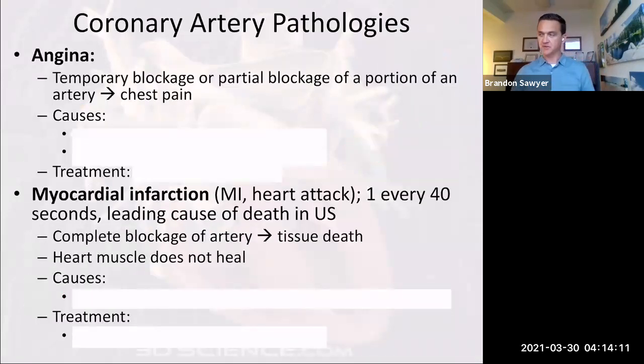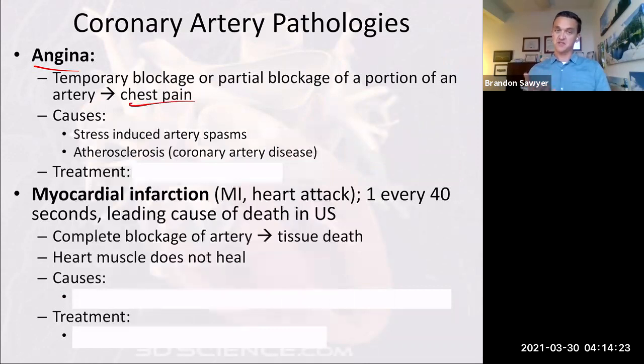Okay, so some pathologies we can have with the coronary arteries. These are the most common things in our country that kill us, really. So angina is a temporary blockage of one of these coronary arteries that leads to chest pain. That's what angina is. Causes can be stress-induced spasms of the arteries. It can also be, more likely, coronary artery disease or atherosclerosis. We'll talk more about that at the end of the semester.